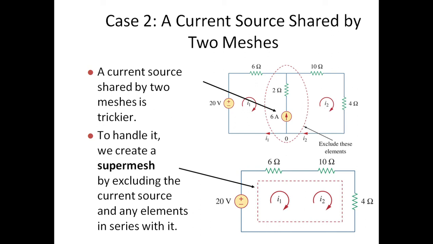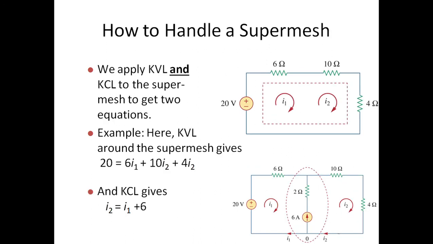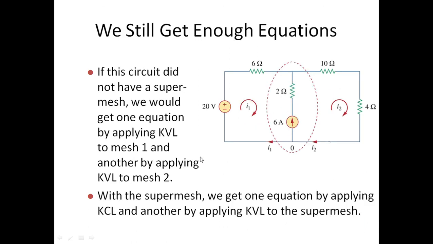After writing the supermesh equation, simply remove this 6 ampere and 2 ohm branch, and apply KVL to the below loop: minus 20 plus 6I1 plus 10I2 plus 4I2 equal to 0. So after solving these two equations, the first equation is I2 minus I1 equal to 6 amperes, and the second loop equation is minus 20 plus 6I1 plus 10I2 plus 4I2 equal to 0. Then we will get the answers. These two are the KVL equations. We have to solve them.